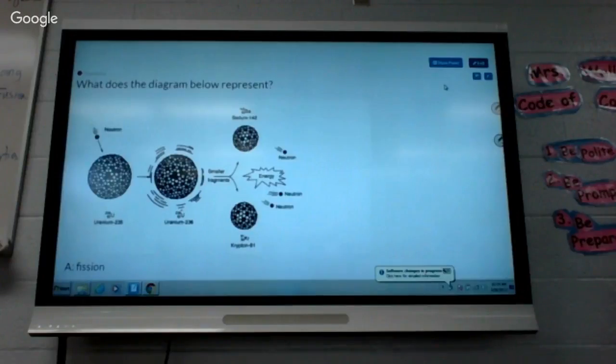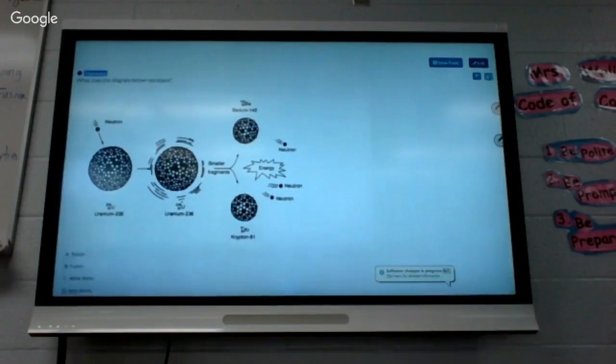Alright, gotta make this one smaller. I told you I was gonna make this one smaller. I told you I was gonna have to make it smaller for some of the diagrams.